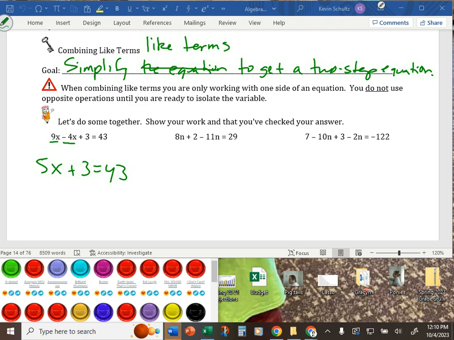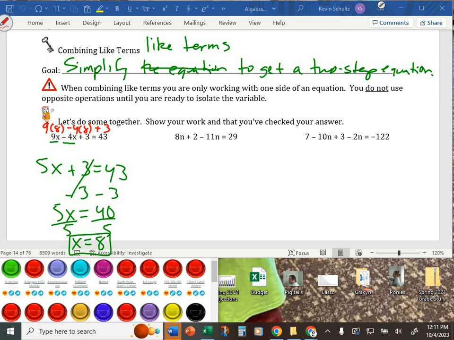We subtract 3, just like in PO6, right? Opposite operations. 5x equals 40. We divide by 5, and x equals 8. Okay? X equals 8. And we can check this answer just like we can a two-step equation, because if we plug in 8 for x, 9 times 8 minus 4 times 8 plus 3.